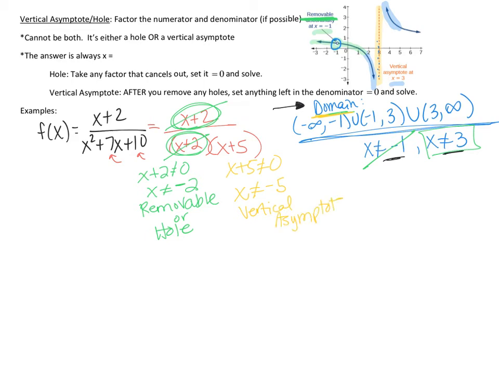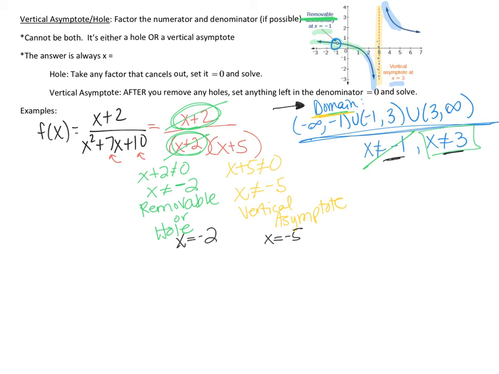Okay? So that's what I mean here by we're going to take any factors that cancel off, we remove them, set it equal to 0, and solve, right? So our removable discontinuity or hole would be at x equals negative 2 for this function. Then anything after I've removed the hole, if there is a hole, anything that's left over in the denominator, which was our x equal negative 5, would be our vertical asymptote.